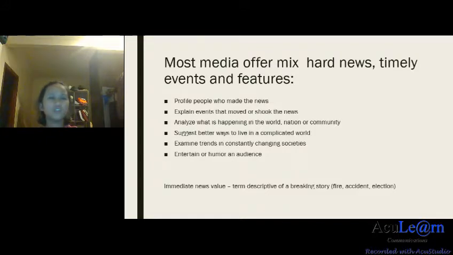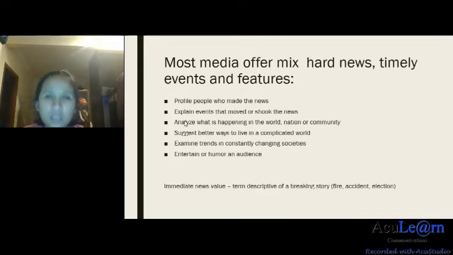It has a mixture of everything. For example, profile people. It can be in feature news as well. Explain events that move or shook the news. For example, COVID-19, analyze what is happening in the world. COVID-19 again, suggest better ways to live in a complicated world. Coming back to COVID-19, how to wash your hands. So many stories on how to wash your hands properly. Examine trends in constantly changing societies, and entertain or humor an audience.